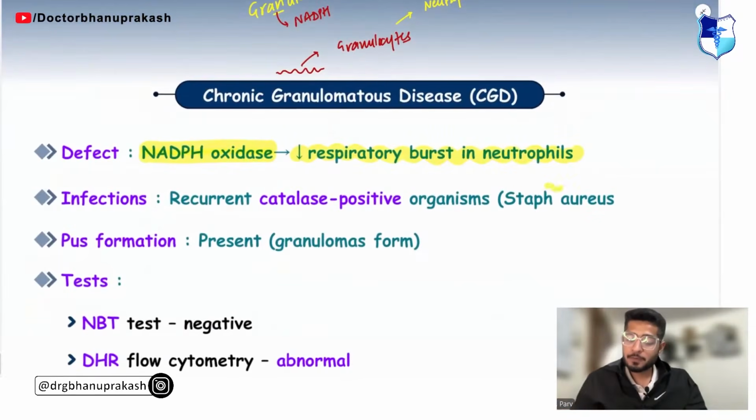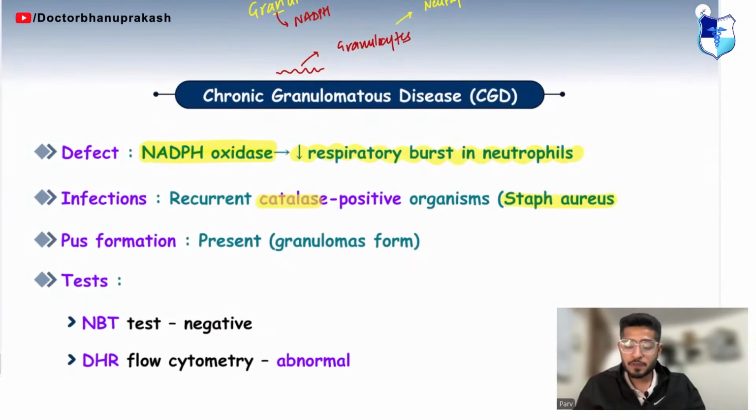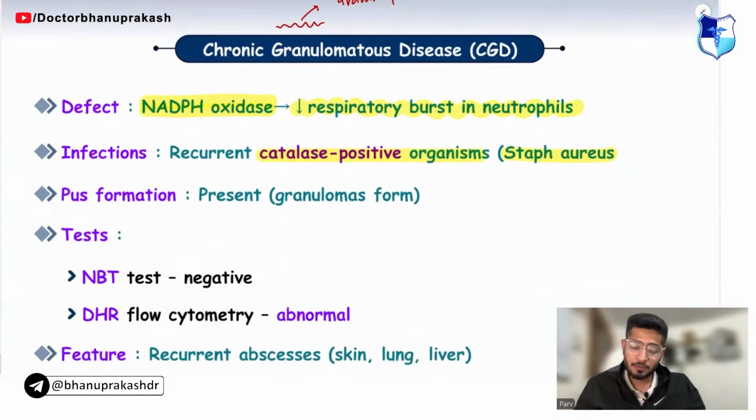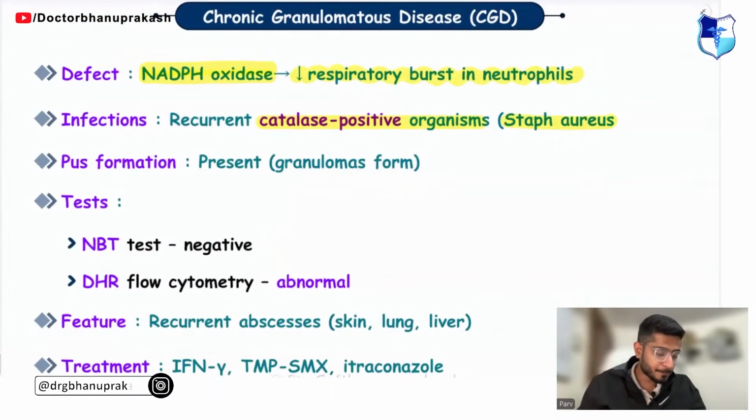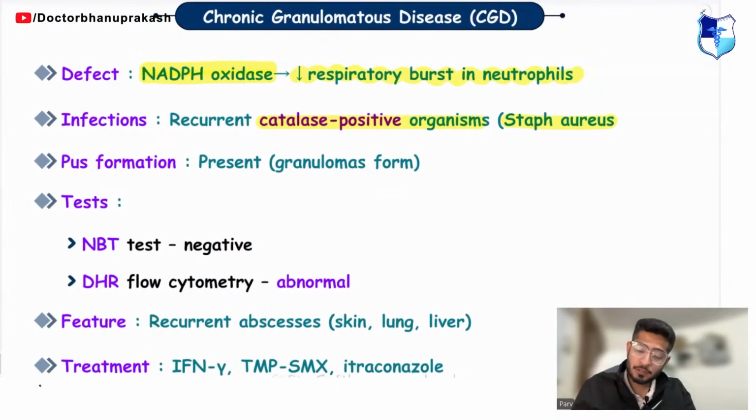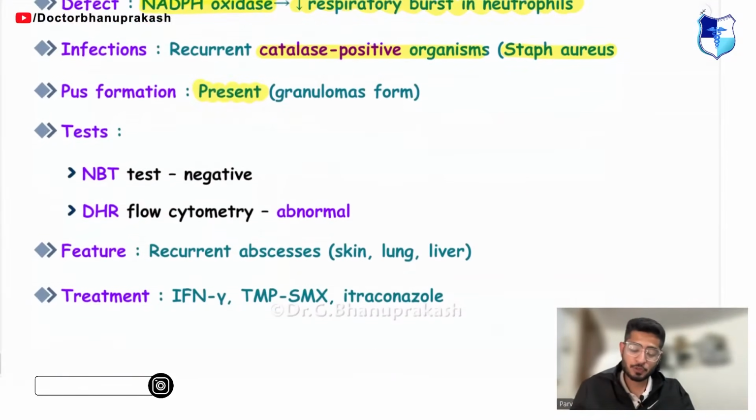So what is going to happen? Organisms like Staph aureus are going to grow. Catalase positive organisms are going to be there, and there is going to be pus formation.